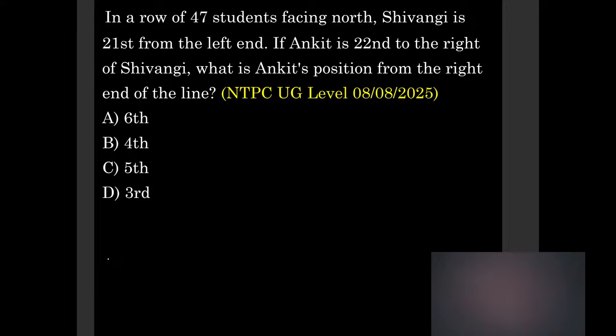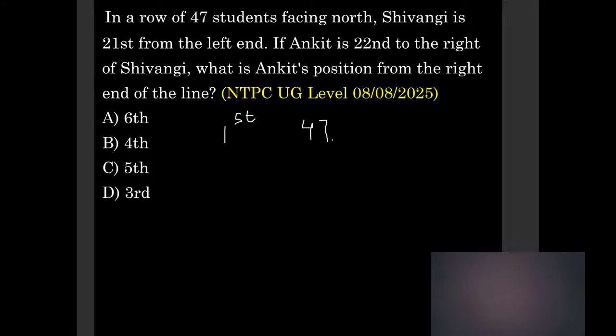They are facing towards north. Shivangi is 21st from the left end. Okay, so let us check. If one person is first from the left end, it means that person is 47th from the left end. So if it is first from the left end, total there are 47. So you can take 47 there.